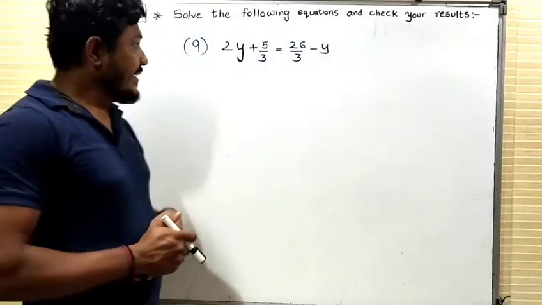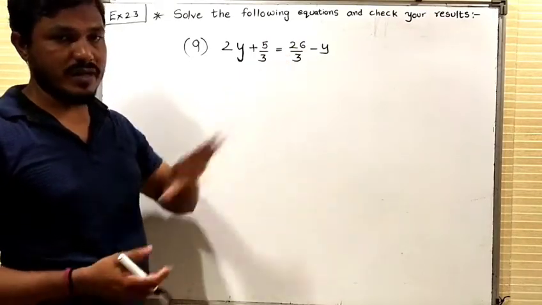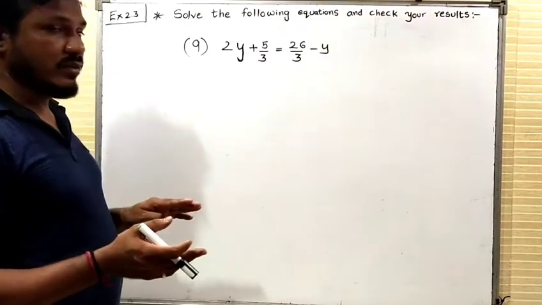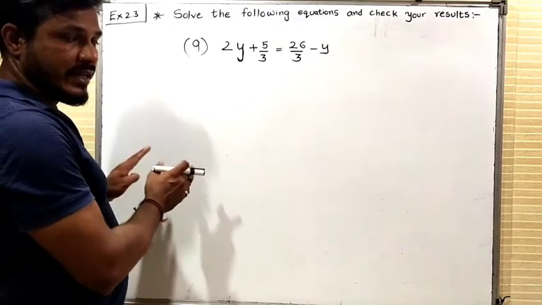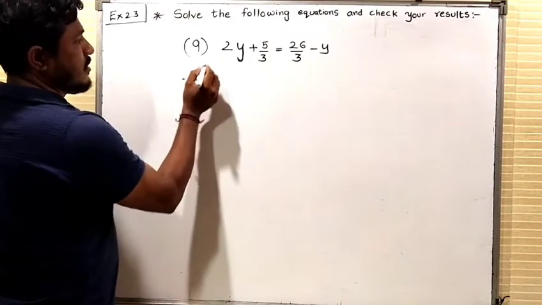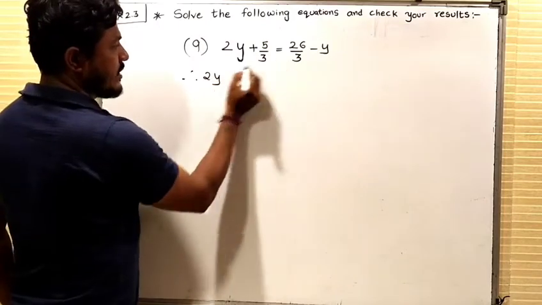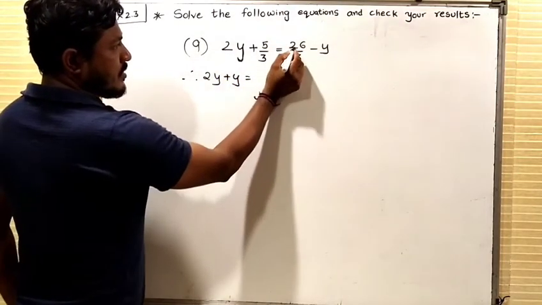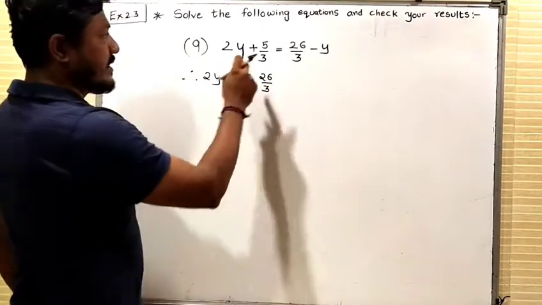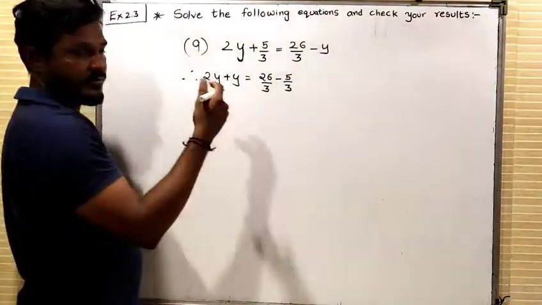Now let us take sum number 9. 2y plus 5 by 3 equals to 26 by 3 minus y. Now very easy, first step is transposition, that is variable should be on one side, either on right or left. So here the variable 2y, so try to bring this y toward your left hand side. So negative y will become positive y, whatever constant value is left toward your right, write down as it is, and try to take this constant value toward your right, so positive will become negative. Right, same, a bit easier.